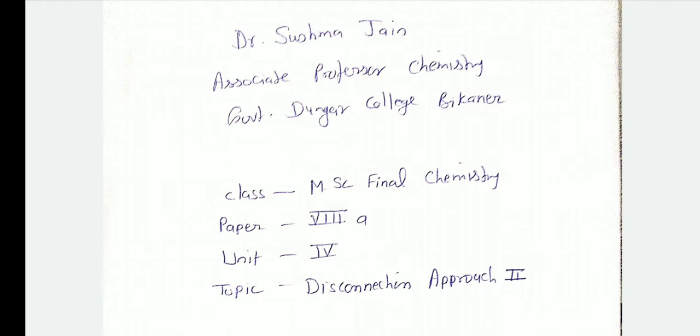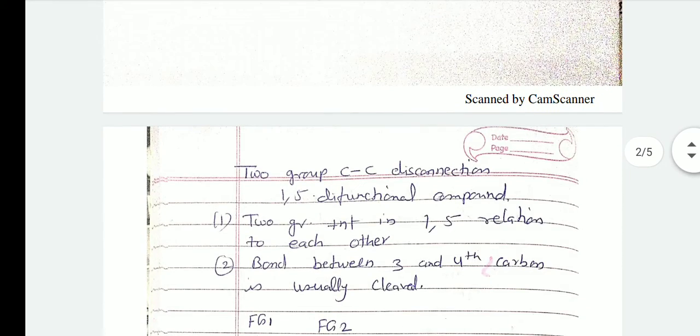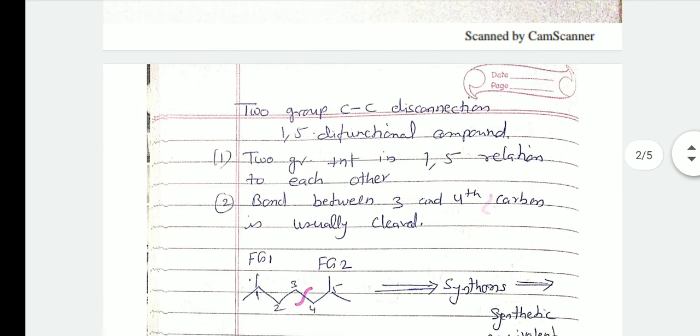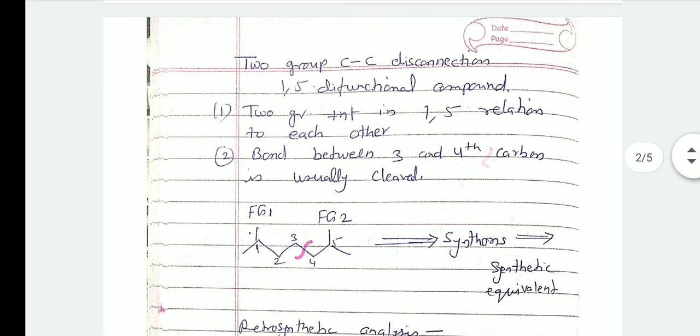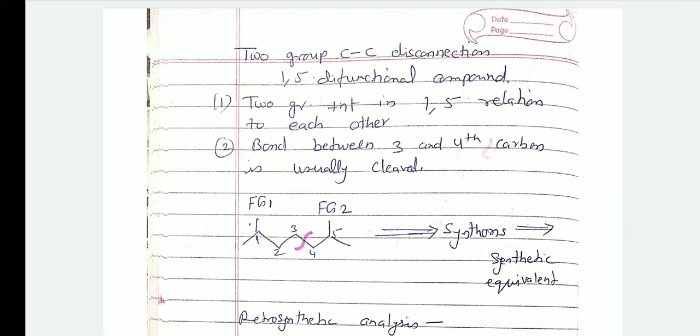Today, I shall discuss the disconnection approach in 1,5-difunctionalized compounds having two functional groups, that is, two group C-C disconnection in 1,5-difunctionalized compounds. In this compound, the two groups are present at the 1 and 5 positions to each other, and the disconnection takes place between the 3rd and 4th carbon atoms.